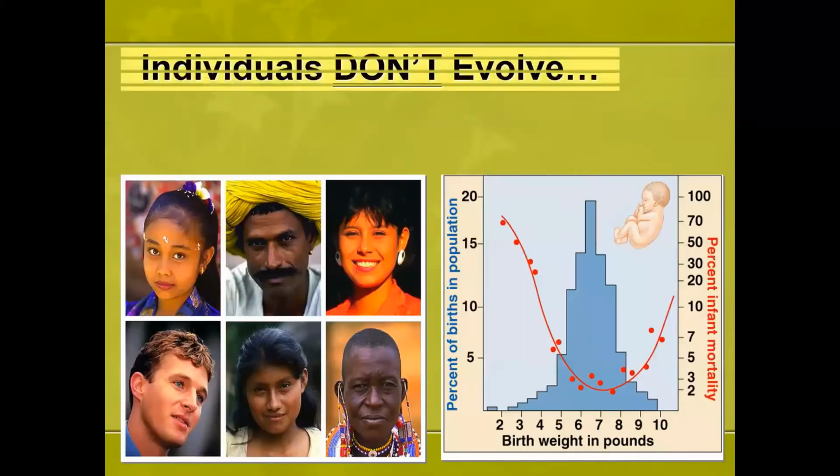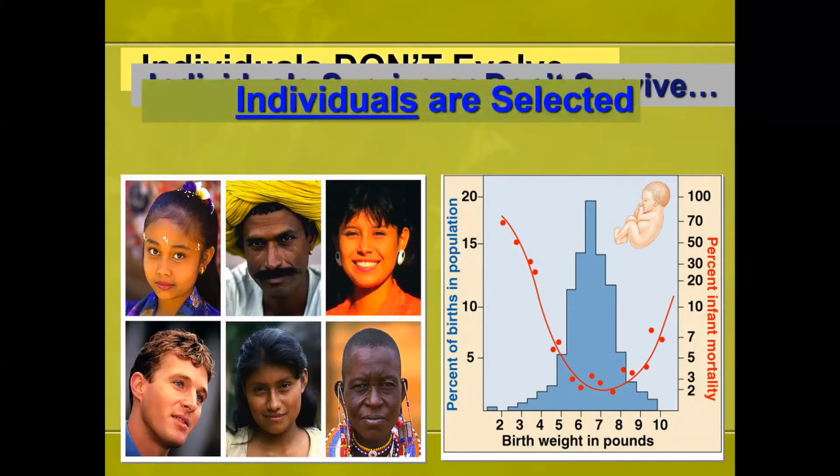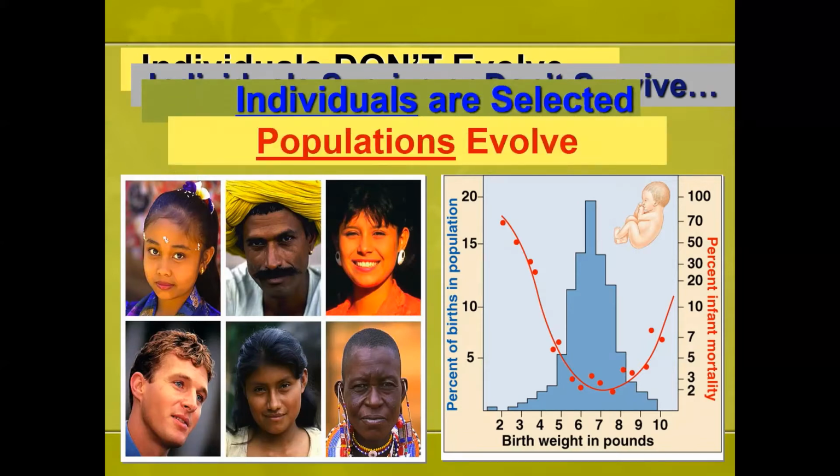But guys, once again, individuals don't evolve, populations evolve. Individuals can either survive or they don't survive. Individuals will be selected for, but once again, populations will evolve. That's our smallest scale of evolution. And guys, notice here we have a chart showing which individuals are being selected and how our population gets selected for as well.